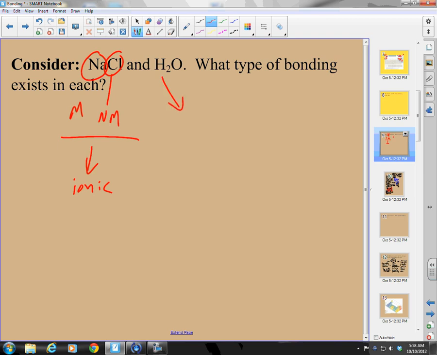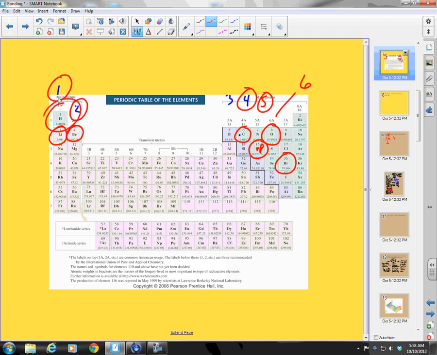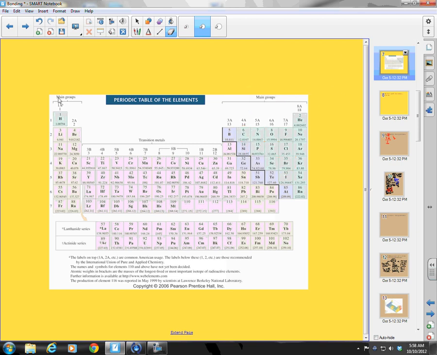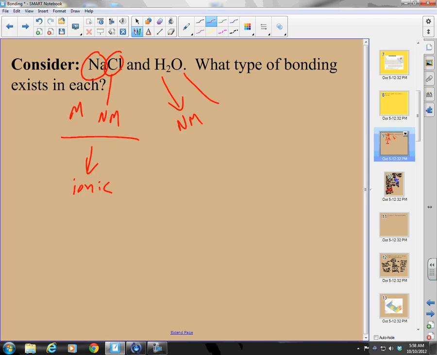Here, hydrogen is a nonmetal. And remember, even though hydrogen is up here, that is still a nonmetal. My hydrogen is a nonmetal, right? Good. And oxygen is over here. It's a nonmetal. So when I have a nonmetal and a nonmetal, what's going to happen? I'm going to have sharing of electrons. That means I have a covalent bond, and I'm going to form a molecule, right?